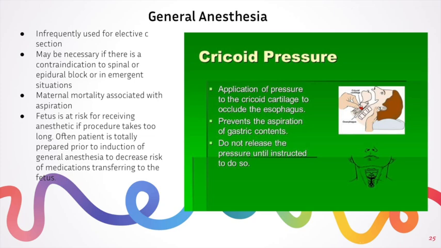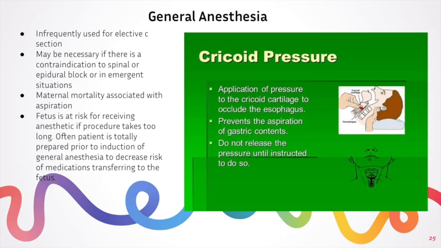What they're going to do is, at the time that the anesthesiologist is intubating your patient, the nurse will apply cricoid pressure to the cricoid cartilage, which includes the esophagus. And by including the esophagus, you prevent aspiration of the gastric contents. So you're going to use your thumb and your pointer finger, just like this picture says, and you're going to find the cricoid cartilage, and you're just going to push.